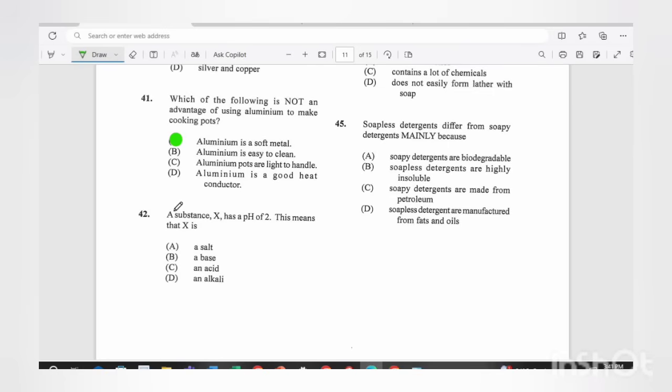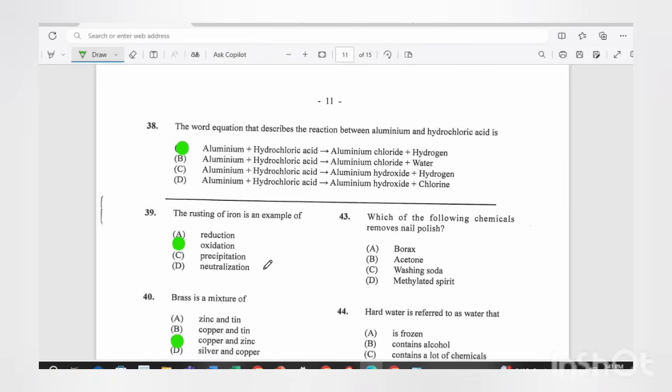Question 42. A substance X has a pH of 2. This means that X is, and everybody should know this one, C, an acid. Question 43. Which of the following chemicals removes nail polish? And I know you've seen this question already. The answer there is B, acetone.